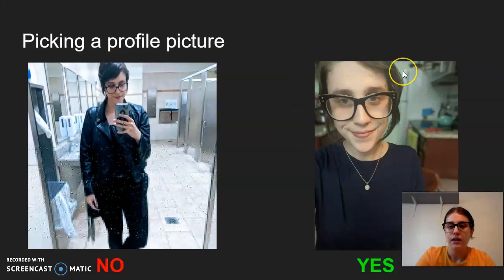On this side, you'll notice that it was taken with a front-facing camera, so I didn't have to angle my face down to look and see the picture. I was able to look directly at the lens. Second of all, I am wearing an outfit that I have worn to work frequently. It's just a regular sweater that I wear to work a lot, so it's appropriate. Third of all, it is taken in my kitchen, which is a far less distracting background.